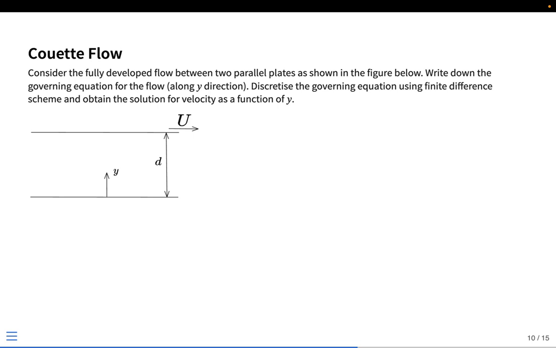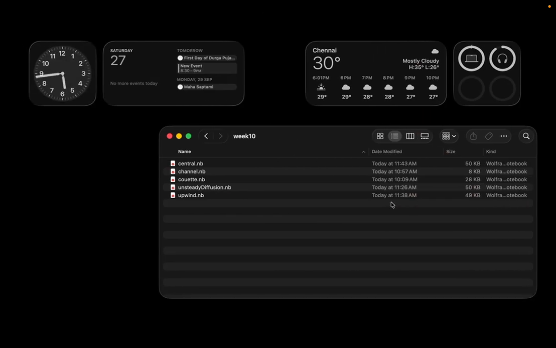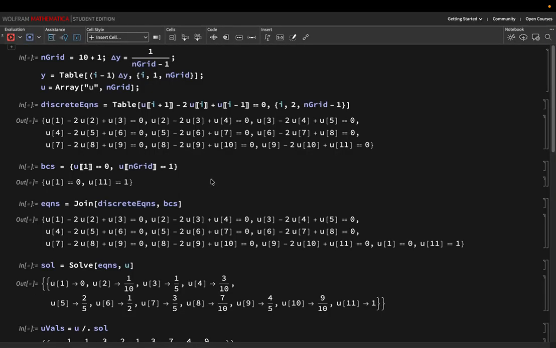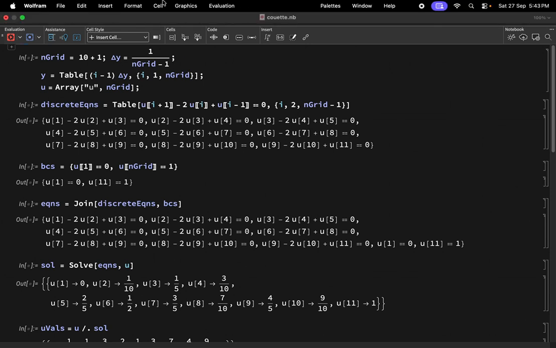The first one is a Couette flow problem where you have a fully developed flow between two parallel plates, which we have already solved analytically. We already know that the solution is going to be linear. Let's say you have to solve this using the technique that we presented just now. Again, we will use the same tool that we have been using before.